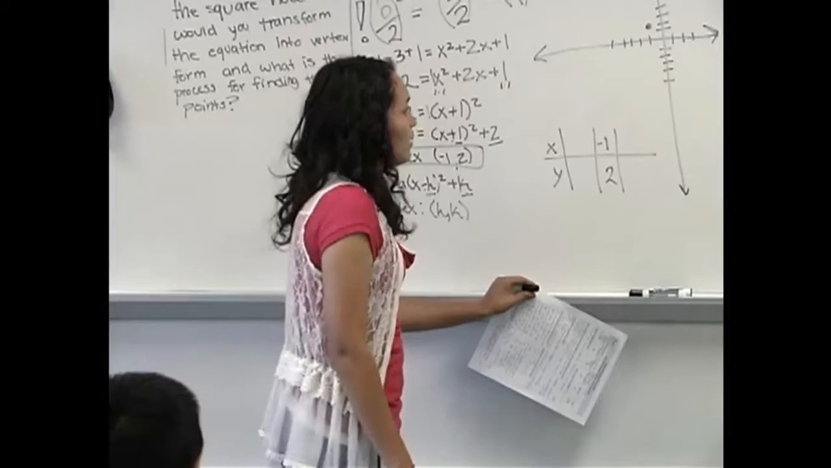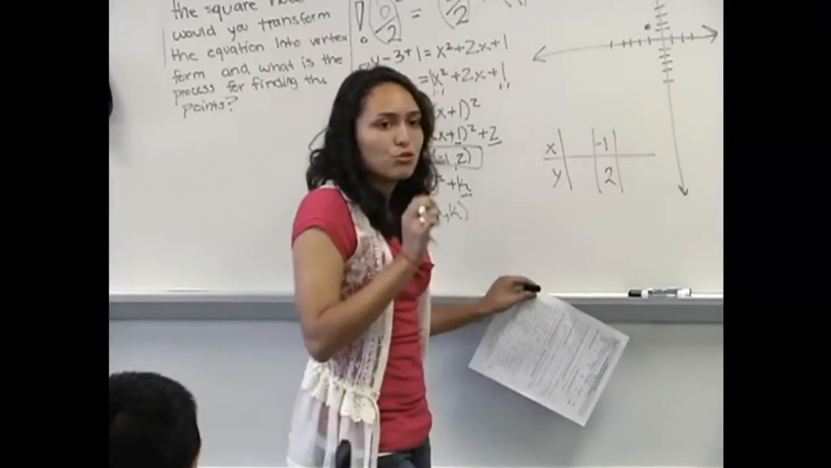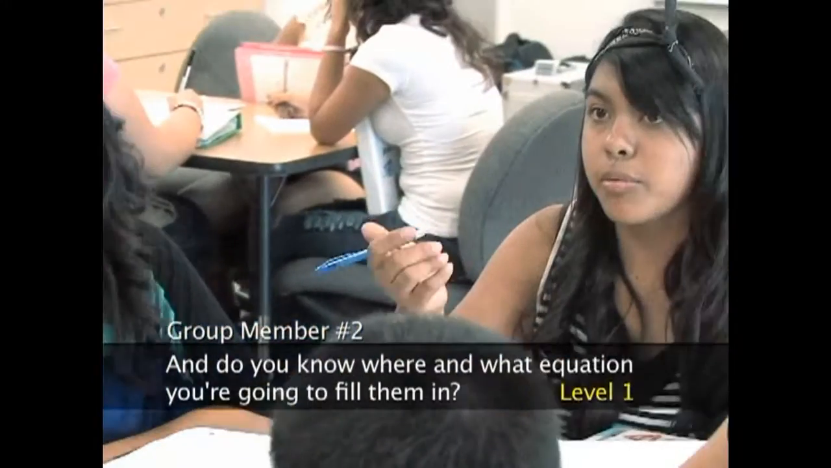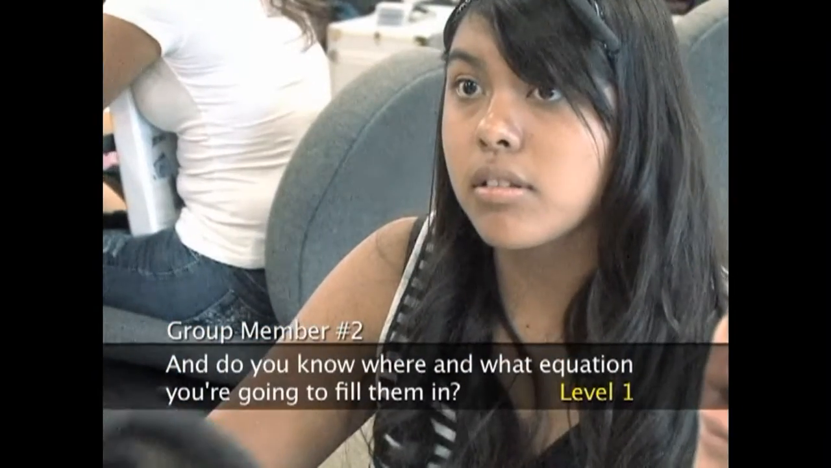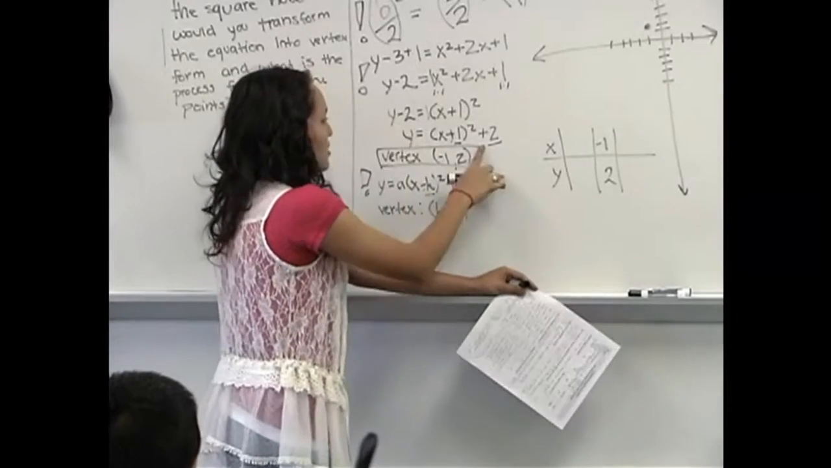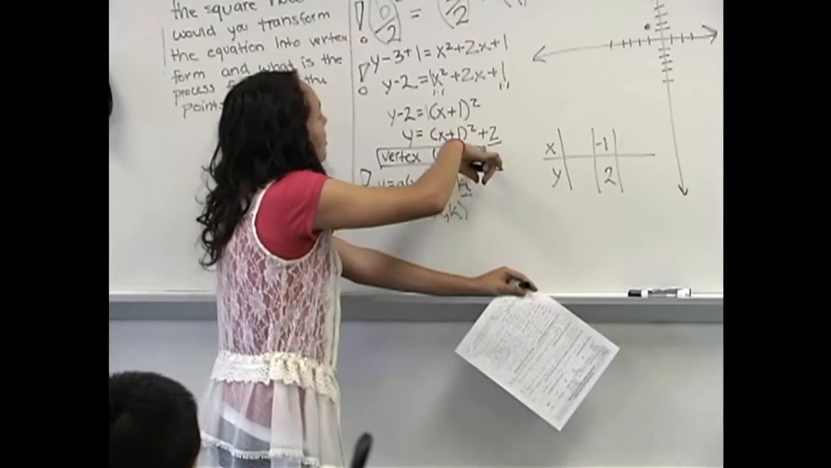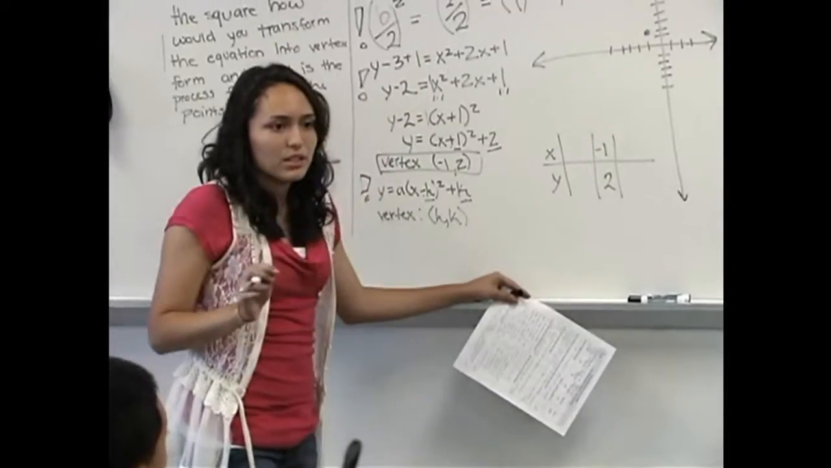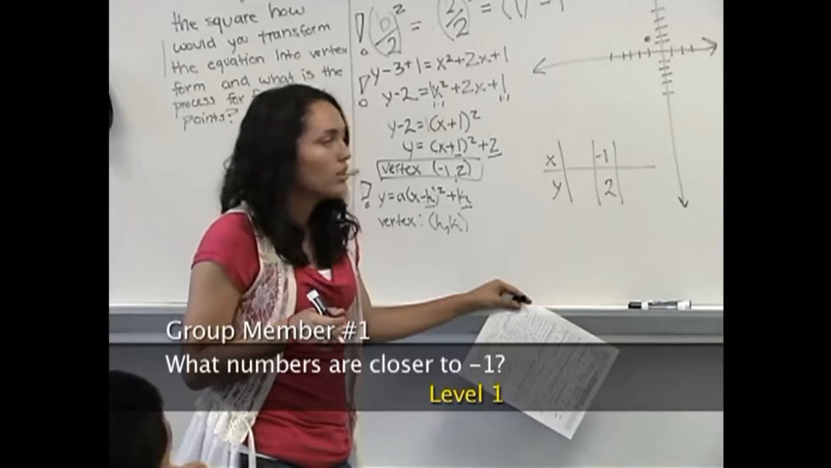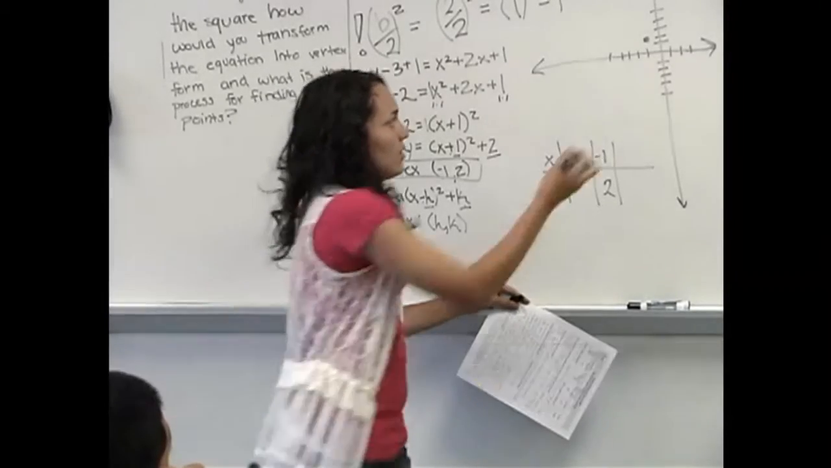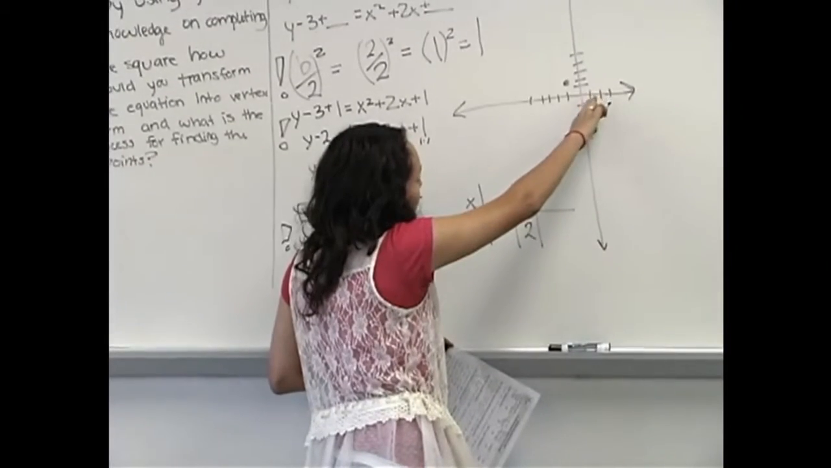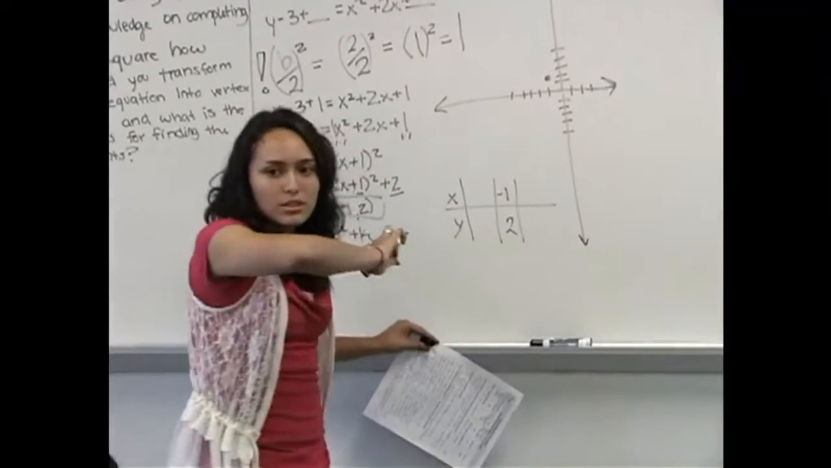Not really. I don't know which numbers to choose to fill in, if I could just choose any. And do you know in what equation you're going to fill them in? This one, because I wouldn't have to start all the way over again. What numbers are closer to -1? The closest, around it? Yeah. 0 and then -2.